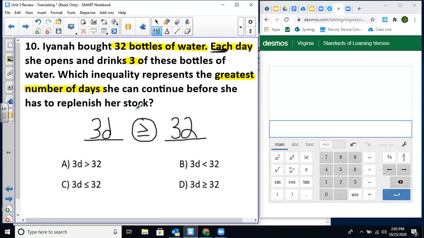Now, the reason being is when we solve for this, the number of days represented has to at least be the number of days that she would have to replenish that stock of water. But it could also be bigger. So it could also be bigger than that amount, and she would have to replenish it. So we are going to do 3D is greater than or equal to 32.